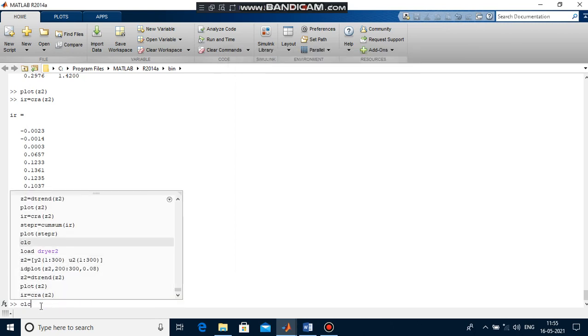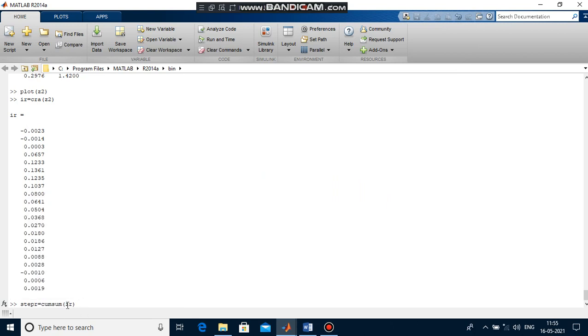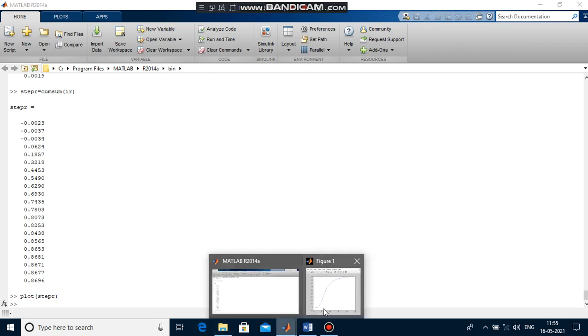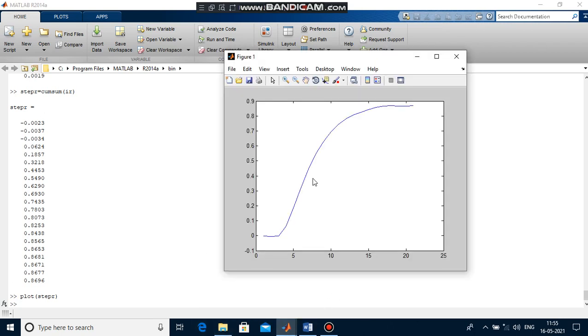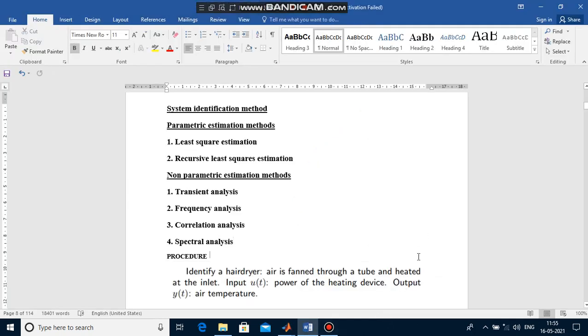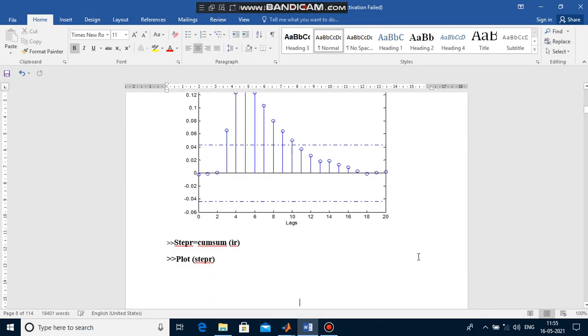So we have to separate these positive and negative values by using this command. So I have to type here stepR equal to cumsum of IR, which means we have to separate these positive and negative values. See the value. Then finally I have to plot the graph. So we are getting the graph like this. So from the step response only we have to find the transfer function. So we have to find the K, tau, and Td values from the graph.